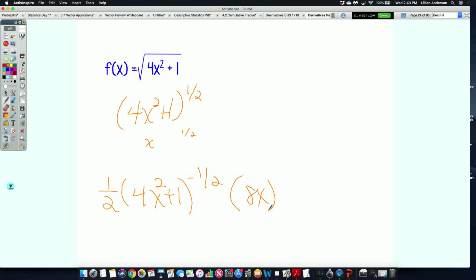Now when I take care of the negative, that brings this entire piece right here to the bottom. So now I have 8x over 2 times 4x squared plus 1 to the 1/2. And simplify it to 4x over all that.